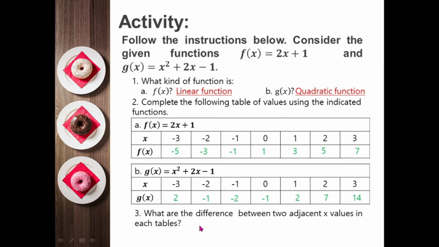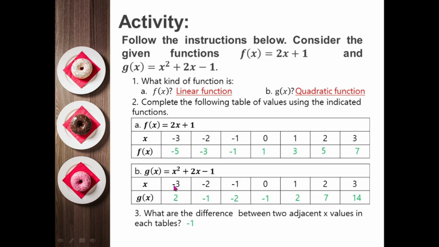We have, yes, very good. We have negative 1. To prove, we have negative 3 minus negative 2, so we have negative 1. Negative 2 minus negative 1 is negative 1. Negative 1 minus 0 is negative 1. 0 minus 1 is equal to negative 1. 1 minus 2 is equal to negative 1. And 2 minus 3, we have negative 1.